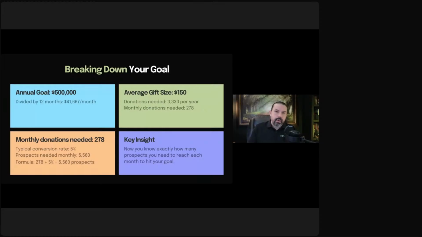Out of 10 people, how many give? Out of 20 people, how many actually give? In this scenario, with a 5% conversion rate, you need to ask 5,560 people for donations. And the formula here, I gave it to you there. So now that you know exactly how many prospects you need to reach your goal, the next step is to actually put yourself in a situation where you can ask that many times. This is how these goals break down.